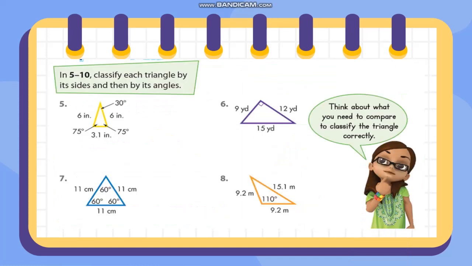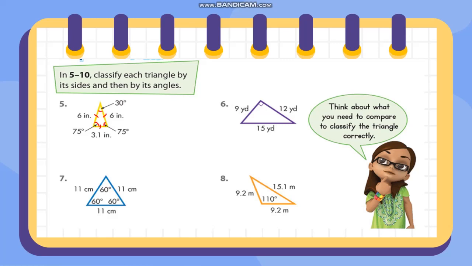Question number 5 to 10. Let's classify each triangle by its side and then by its angle. It's the same. So by its side, we have 6, 6, and 3.1. So two sides are the same. That is isosceles. How about the angle? We have 75, 75, and 30.